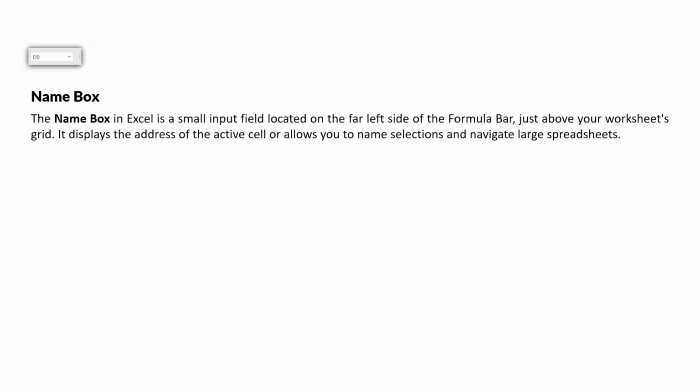This small box here is called the name box. It shows the address of the currently selected cell. If I select another cell, the cell address changes automatically.